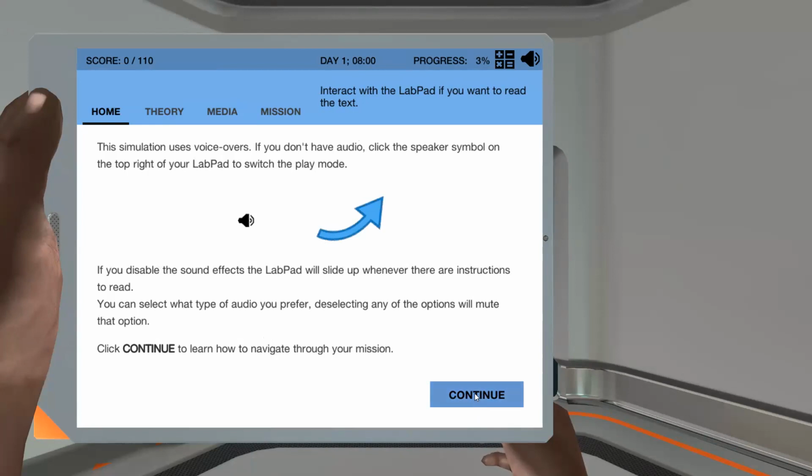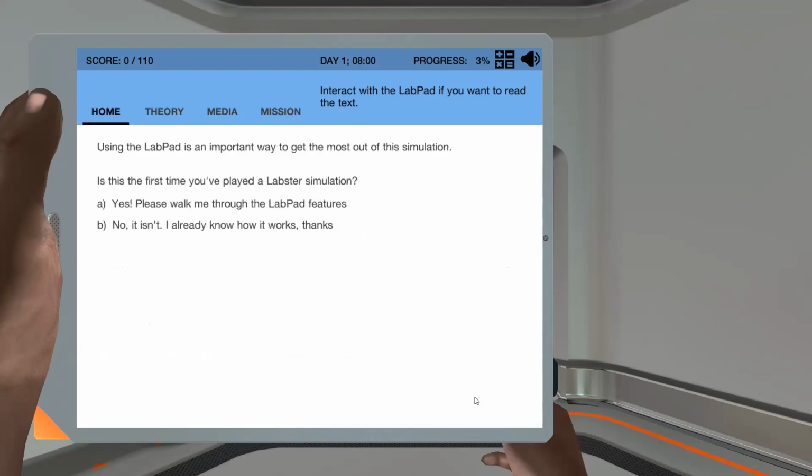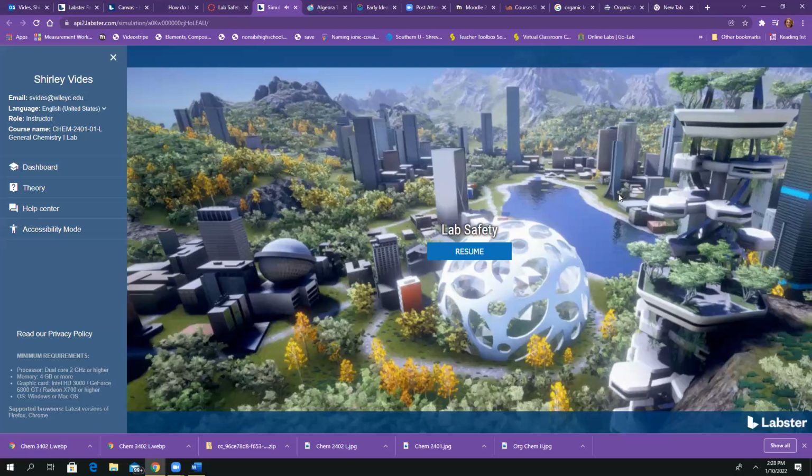Click continue to learn how to navigate through using the lab pad is an important way to get the most out of this simulation. Is this the first time you've played a Labster simulation? If you say yes, then it'll show you how to use it and all that. But I'm not gonna sit here and do this one. I just wanted you to see that it does work.